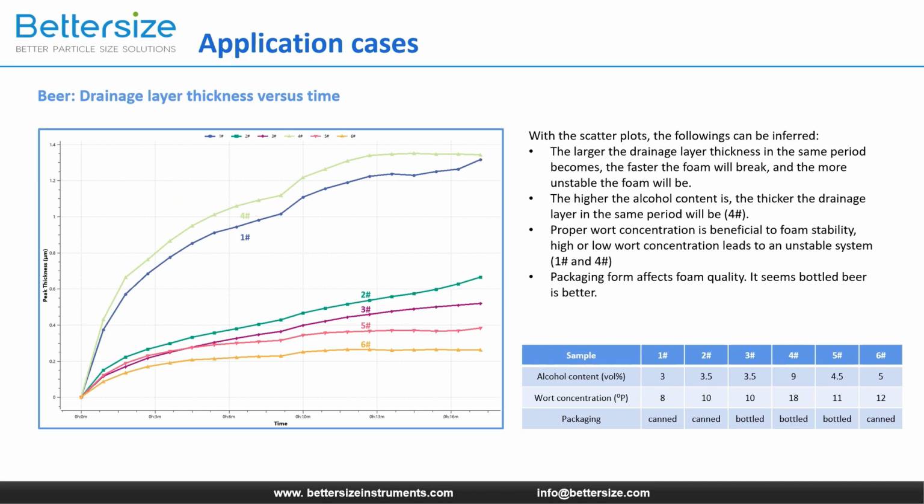The reason for the unstable foam in sample 1 is low wort concentration. For sample 2 and sample 3, they have the same alcohol content and the wort concentration. However, their analysis results are not the same. The packaging form is probably a factor. It seems that the beer foam of the bottled sample 3 is more stable.